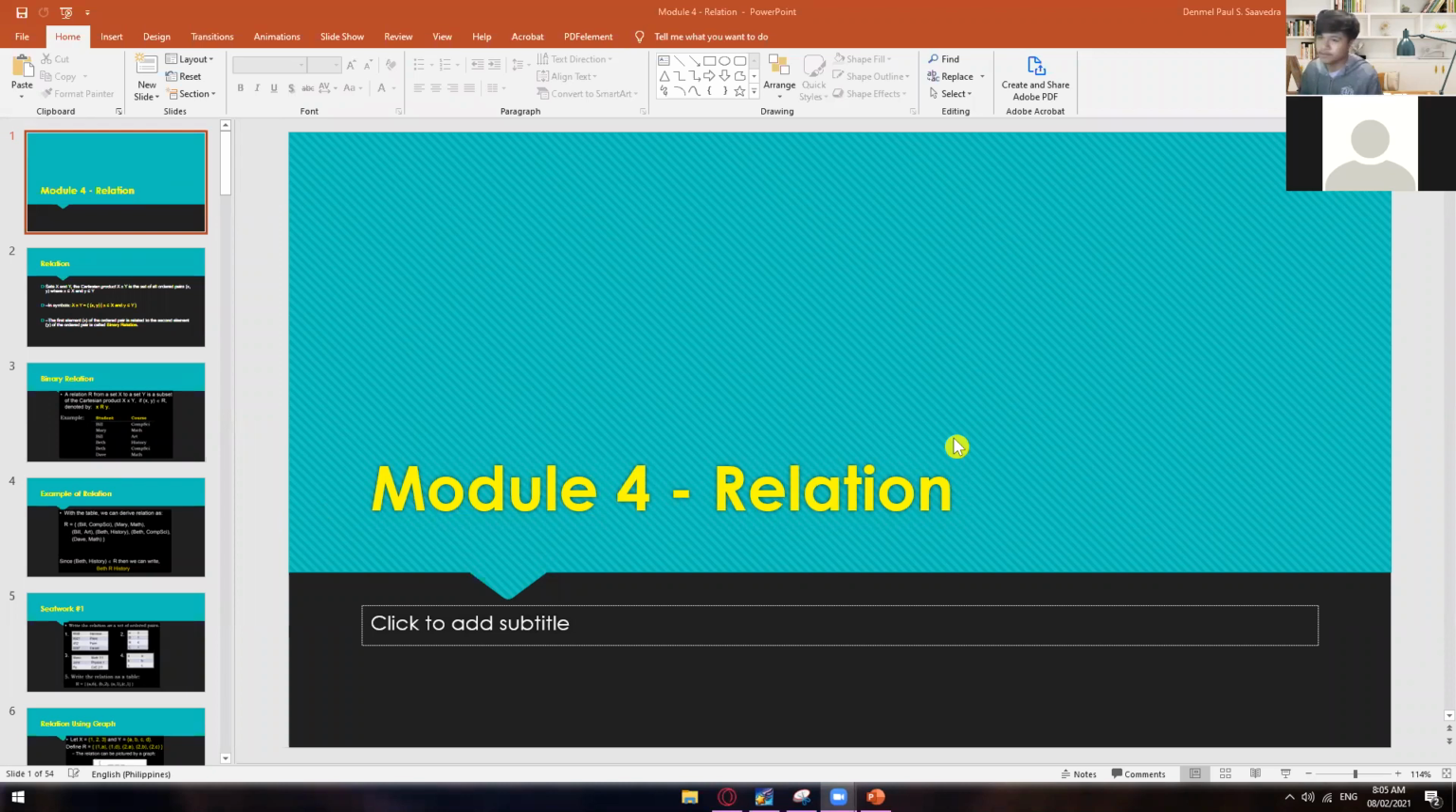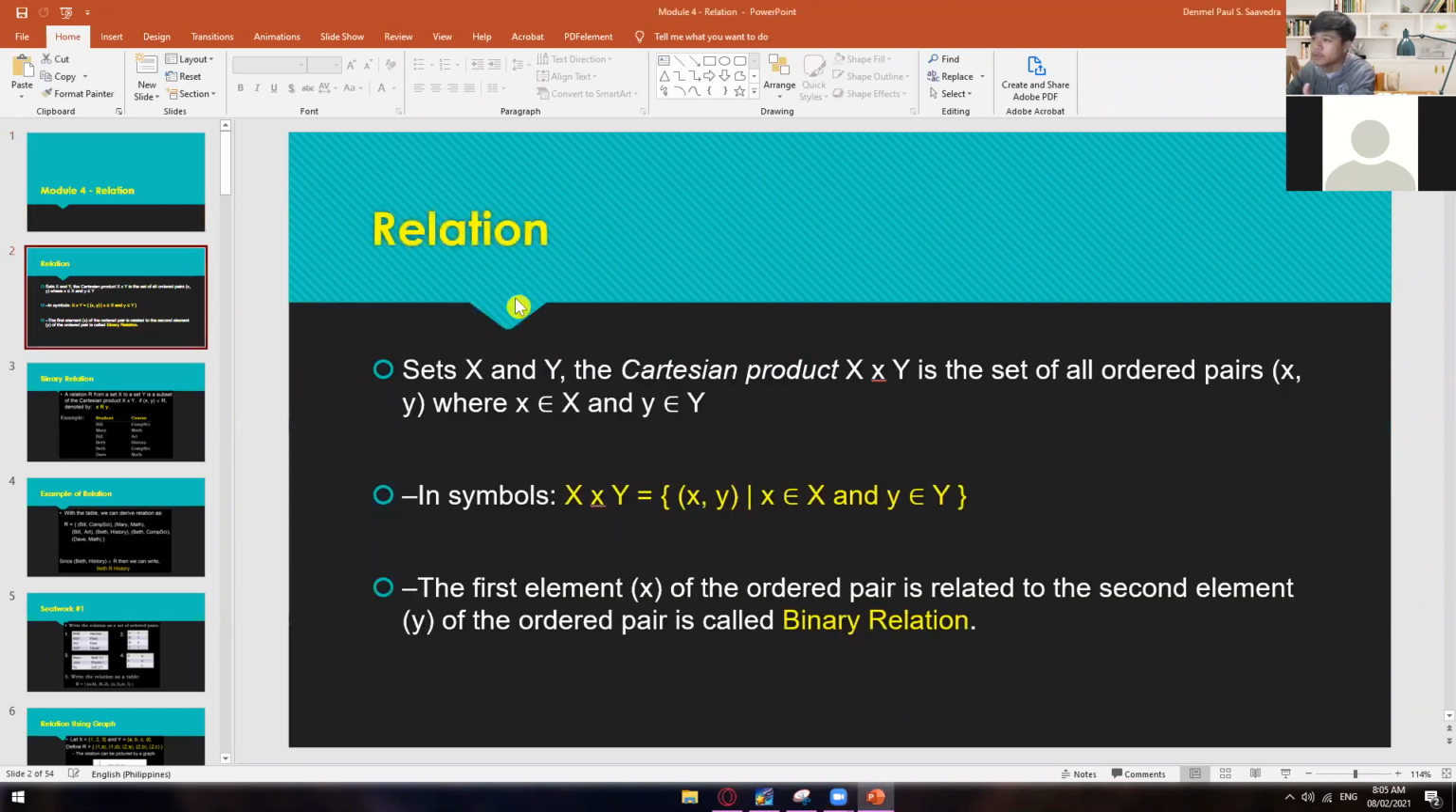Right, so if there's no questions, then let's now start with our module 4. As you can see, our topic for today is relation. To those who are already done with Math 100, this is actually a deeper look at another topic when it comes to relations. Most of the topics in here are already part of Math 100, so this one is already super easy to understand for you. Okay, so first, what is the meaning of relation?